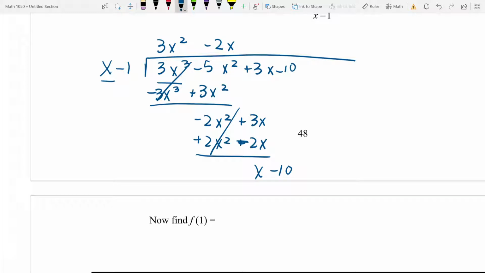Bring down the 10. What do I multiply by x to get x? That would be a 1. Distribute, and I get x minus 1. Change my signs. Those cancel. I get a negative 9. Now, I don't throw out the remainder. When is it that I throw out the remainder? When we're looking for an oblique asymptote. That is not what we're doing.